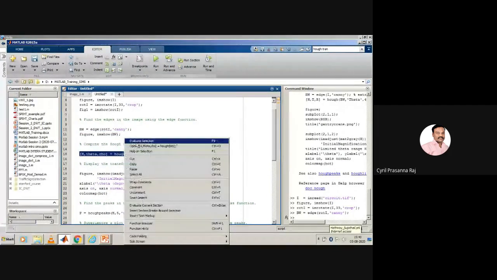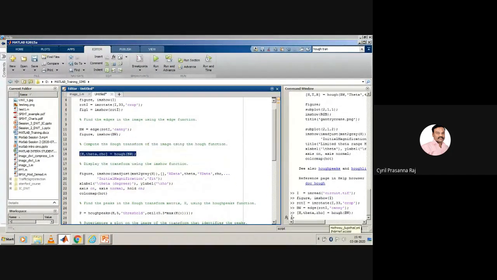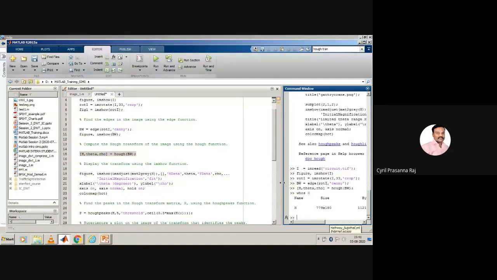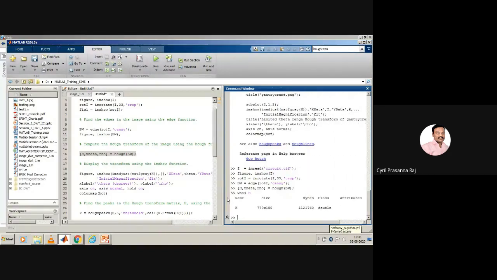So when you do it, you are able to see that you are able to transform the black edge detected image from XY space to hough space. That is, hough space is your rho theta data space. Now, if you try to understand what is H, I'll just type whos H. Now if you see in the hough space, the image is of size 779 cross 180. Now, what is the original size of the image?